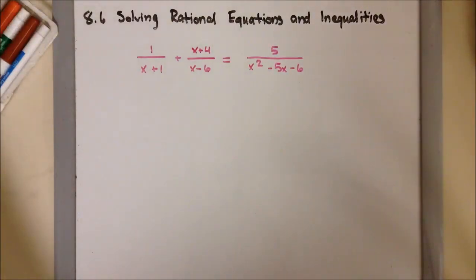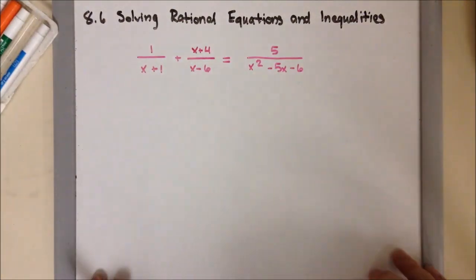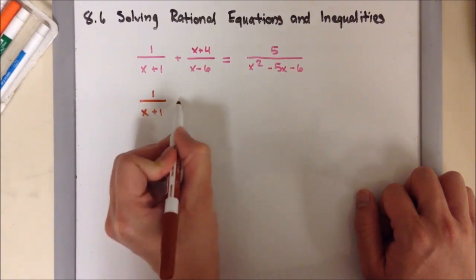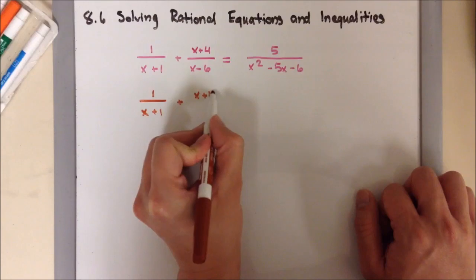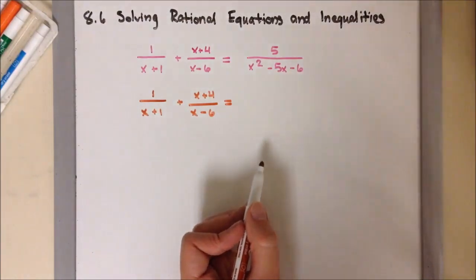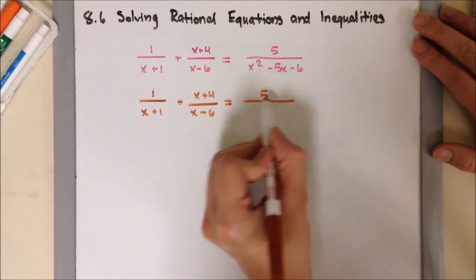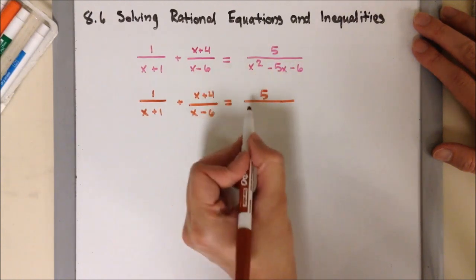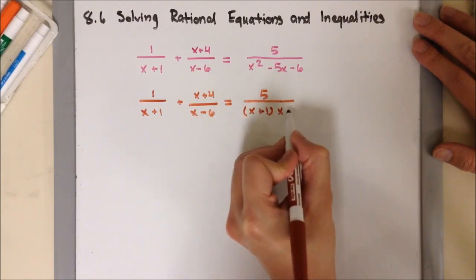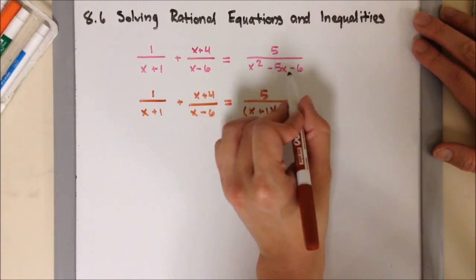So I'm going to rewrite this problem. Everything else is going to stay the same. So these two fractions will stay the same. Now for the last fraction, I'm going to factor the denominator, so the numerator will stay the same, but in my denominator, when I factor x squared minus 5x minus 6, I'm going to have x plus 1 times x minus 6. So those are the two factors for x squared minus 5x minus 6.